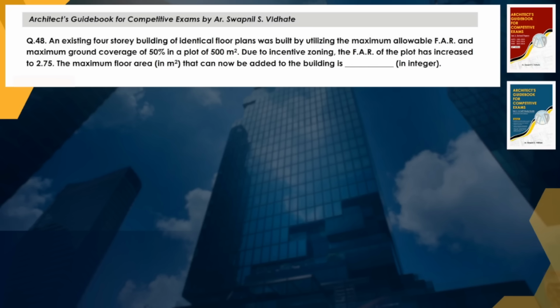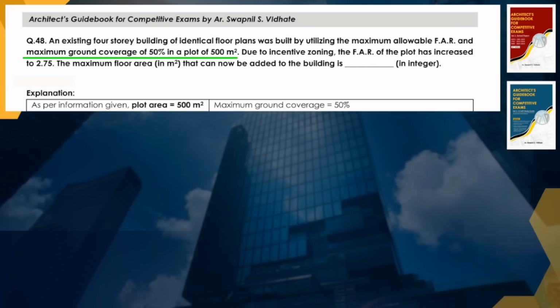Due to incentive zoning, the FAR of the plot has increased to 2.75. The maximum floor area in meter square that can now be added to the building is how much? We have to put the figure in the integer. Now, the first thing, as per the information they have provided, the plot area is 500 meters square and the maximum ground coverage is 50%, right?